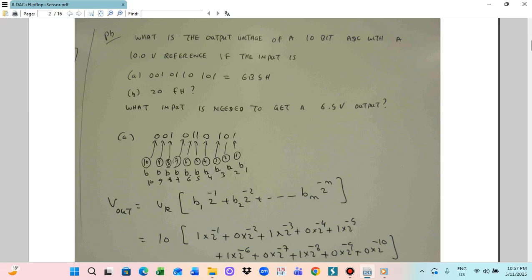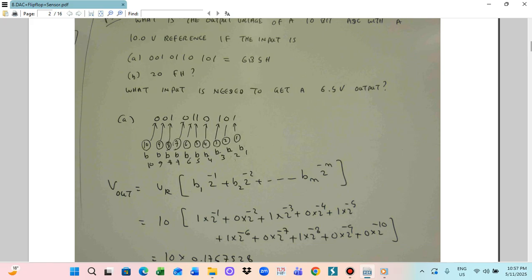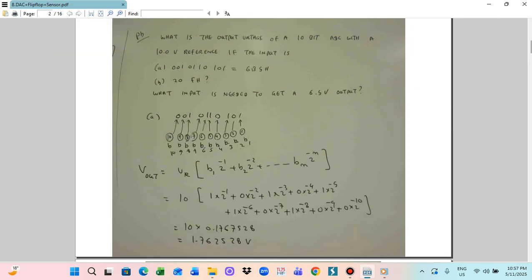So B1 is 1, B2 is 0, bit 3 is 1, bit 4 is 0, bit 5 is 1, bit 6 is 1, bit 7 is 0, bit 8 is 1, bit 9 is 0, and bit 10 is also 0. So these are the bits. We have to use the formula VR equal to VR multiplied by B1 2 power minus 1 plus B2 2 power minus 2 up to Bn 2 power minus 10.